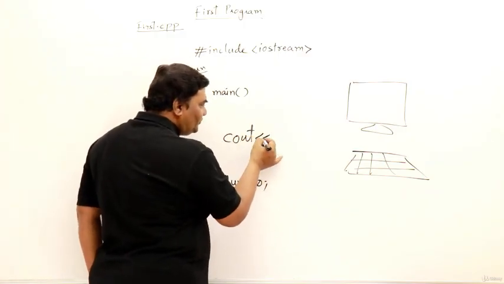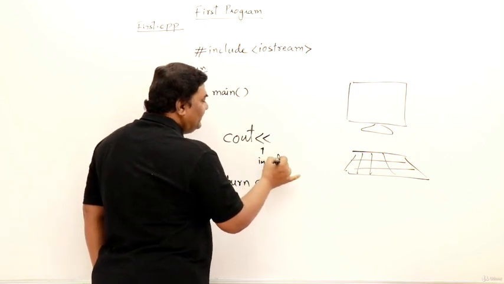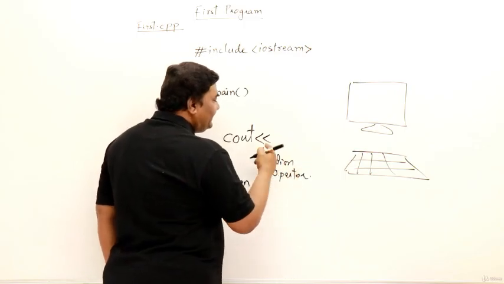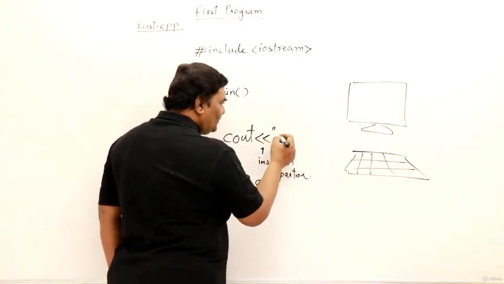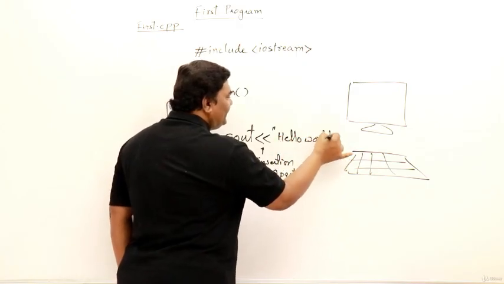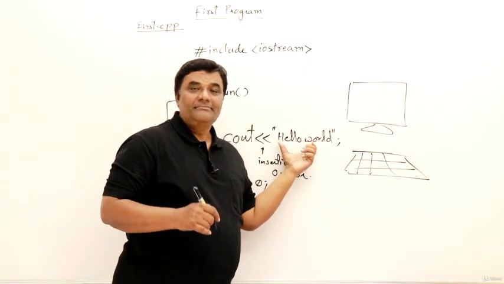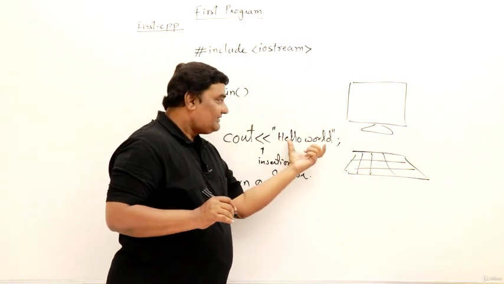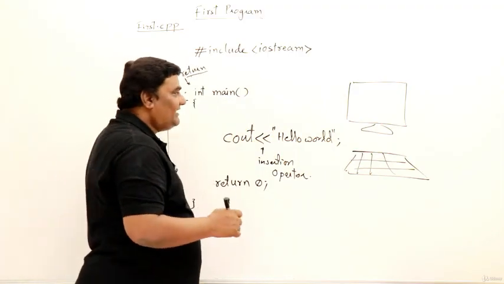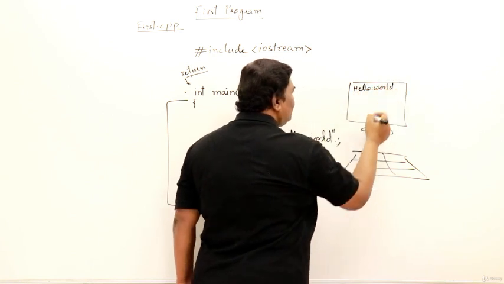So we have to use these two angular brackets. This is called the insertion operator. We have to use this one for printing anything. Then here, inside double quotes, I will write hello world. Whatever message you have to print, you have to give it in double quotes. So this is a string or a message. This is given to cout, so it will be printed on the monitor. When you run the program, hello world will appear here.